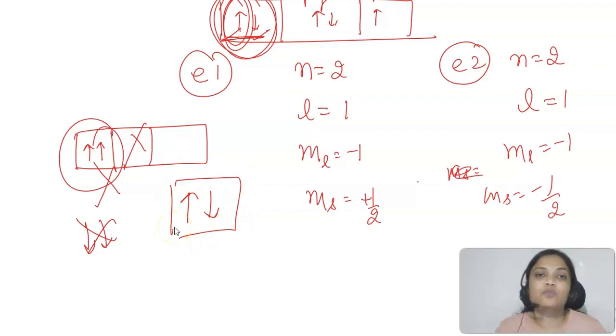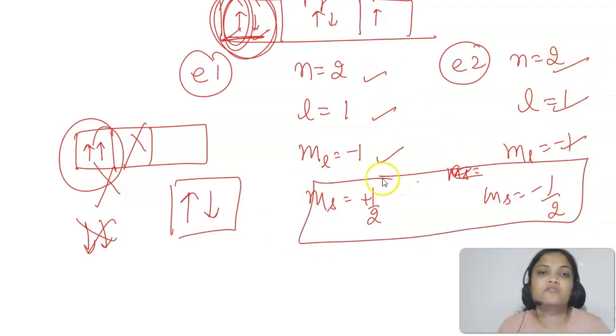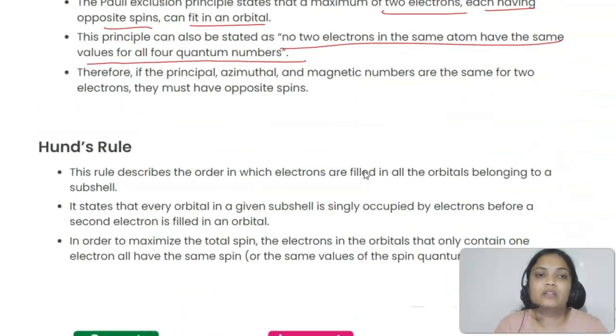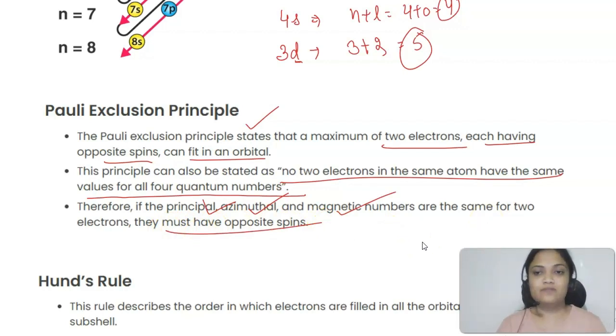A maximum of 2 electrons we can put. So see, that's the meaning that 4 quantum numbers cannot be the same. Although 3 are the same, the 4th has to be different. If one has a clockwise spin, the other one has to have an anti-clockwise spin. Okay, that's what Pauli's exclusion principle is saying. See, if the principal, azimuthal and magnetic quantum numbers are the same, they must have opposite spins, right? That's the example that we have just discussed.